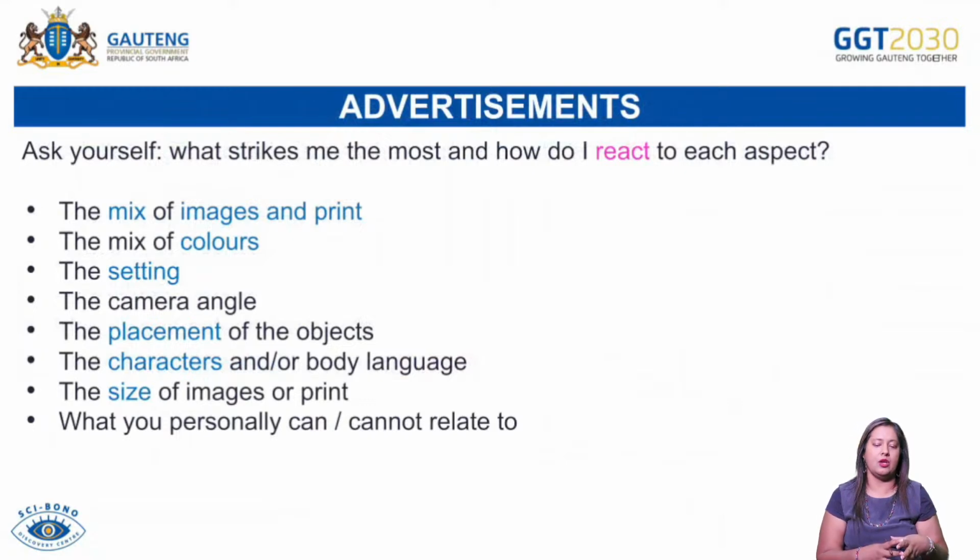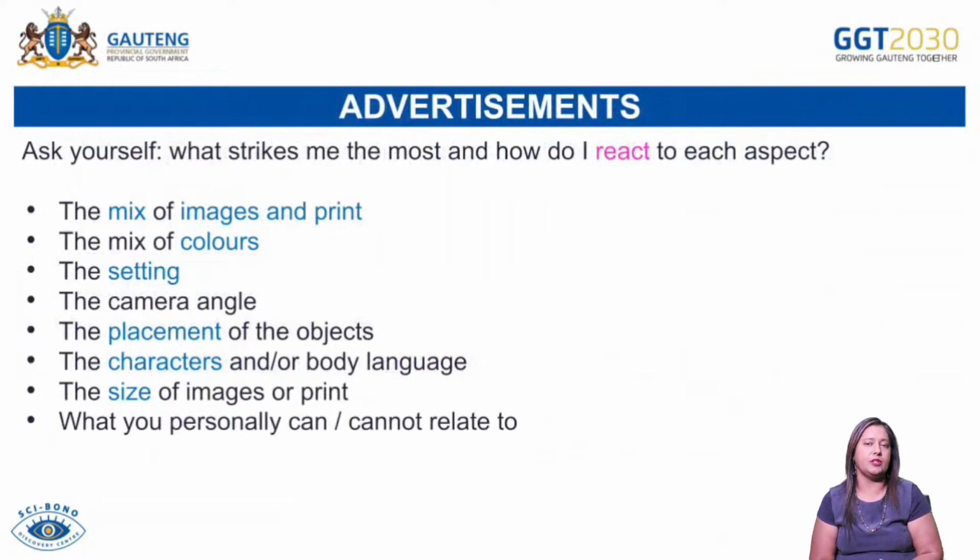Look at the setting of the advert. In other words, the background information will come through. Where is this advert set? Around which events perhaps? Look at the camera angle, right? How is the image being portrayed? Is it a top view, a side view? All of those things would come in, okay?